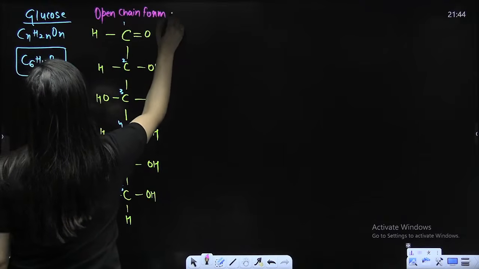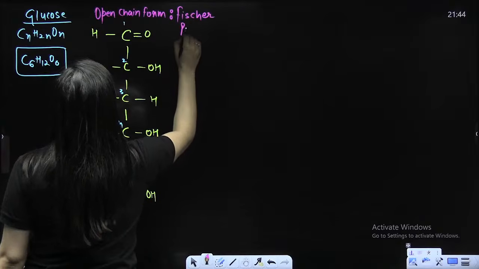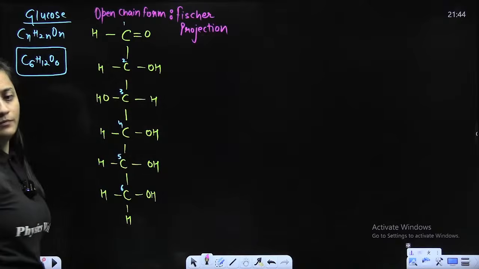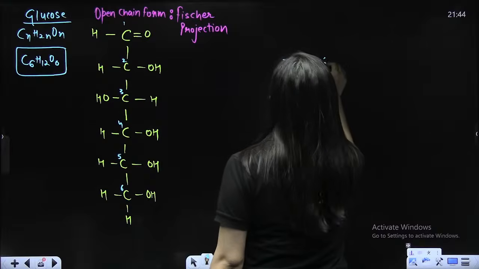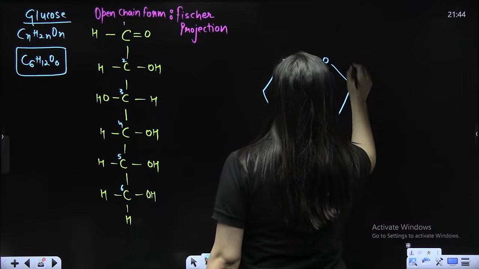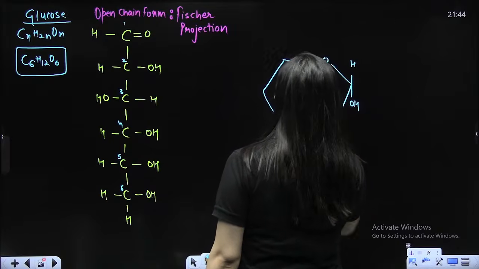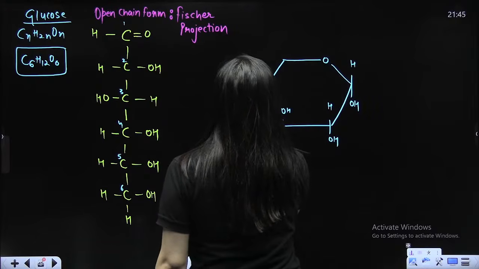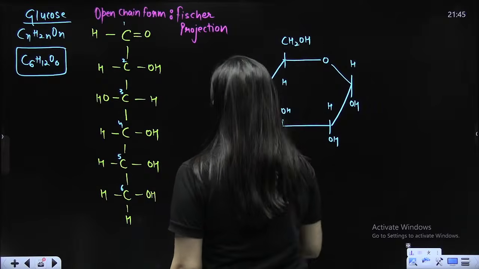It is also known as Fischer projection. This is the term that you use here. This is also known as Fischer projection, the open chain form. Now, this is also glucose. If you remember it, very good. If not, you should.